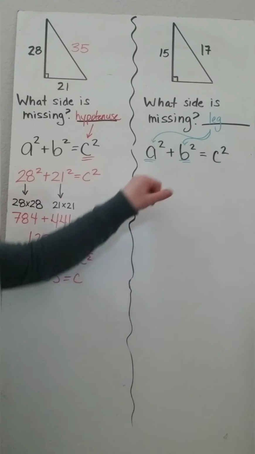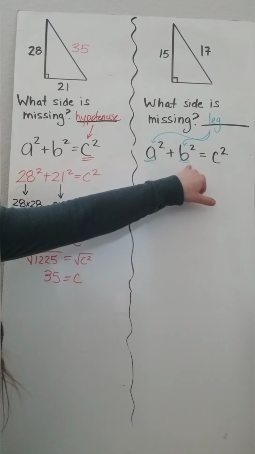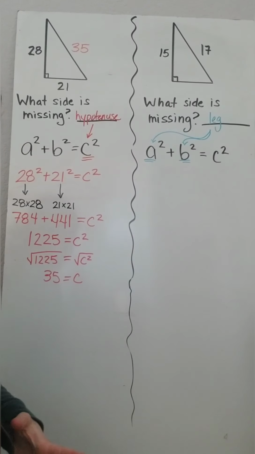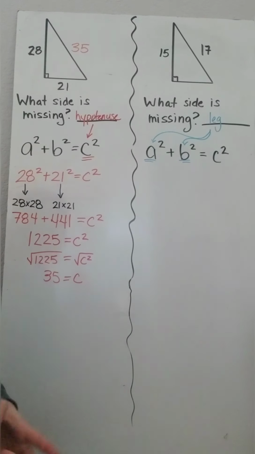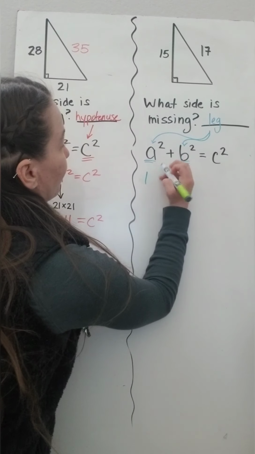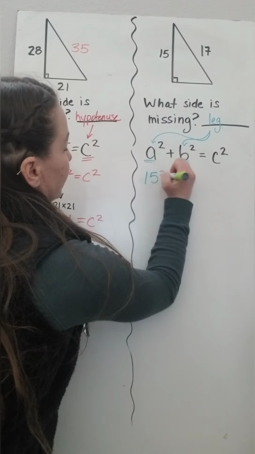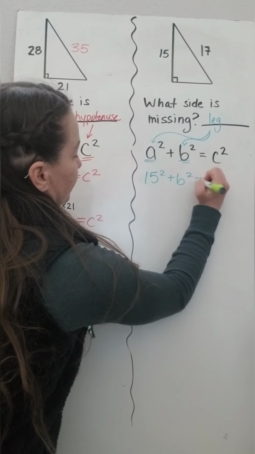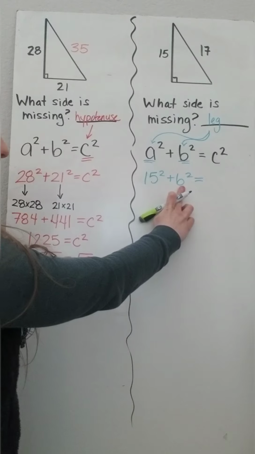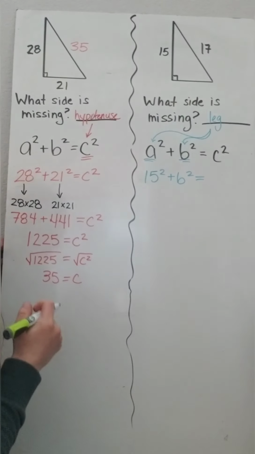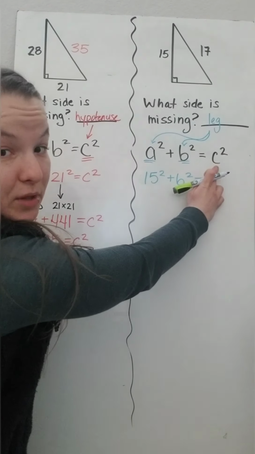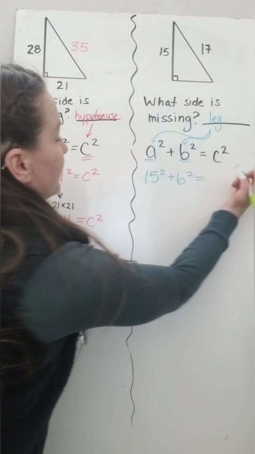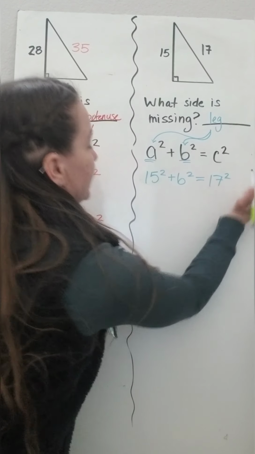We know that the legs are going to be substituted in for A or B. We know one of those is unknown because they only provided us with one of them. It doesn't matter which one you substitute in for A or B. I'm going to go ahead and substitute it in for A, leaving us with 15 squared plus B. B is that unknown leg length that we have. And then we know our hypotenuse, meaning we can plug in a value for C. So that is 17 squared.